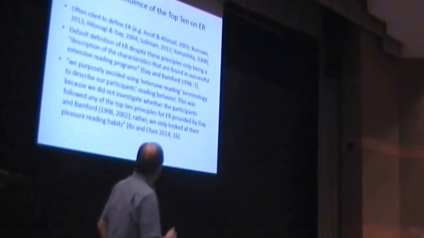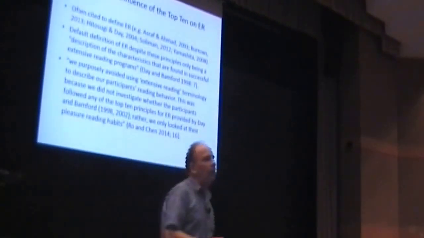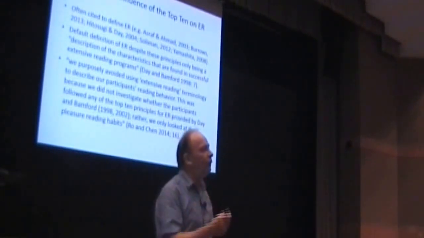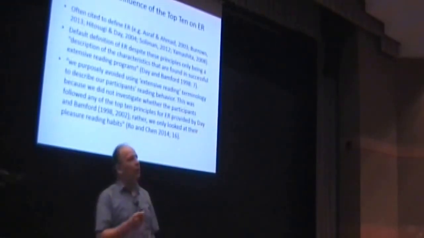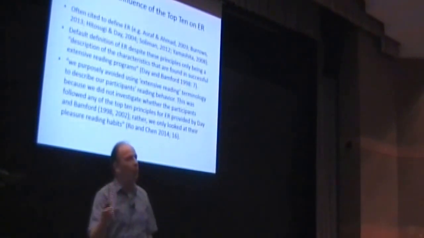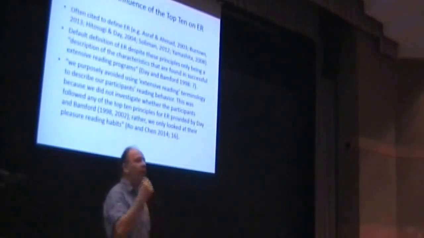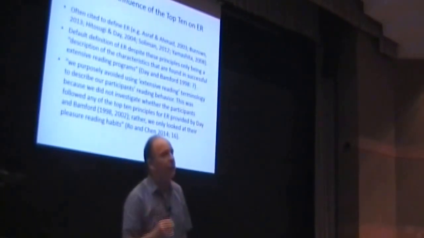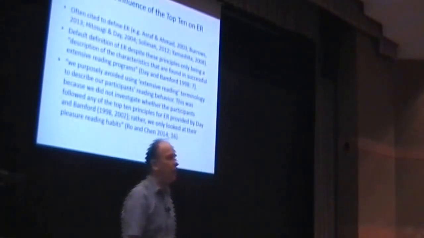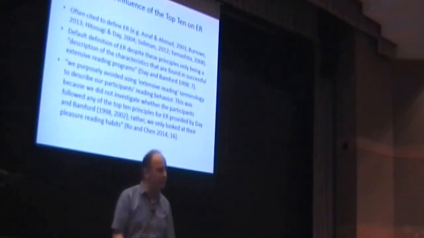So it's a list of suggestions, and there are, of course, issues with it, which we'll come to. But why is it important to look at those 10? Those 10 are really important because they are often seen as criteria for identifying what is and what is not extensive reading, and I believe, mistakenly. It's often used for definitions. Here we've got several papers that use the top 10 as their definition of extensive reading when they're doing their research papers or other papers. These tend to be the default definition of extensive reading, despite the principles only being seen as suggestions.